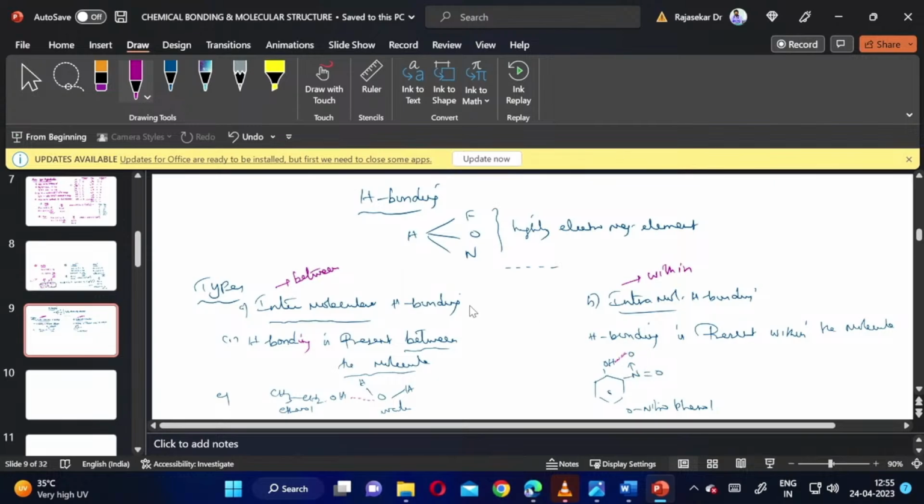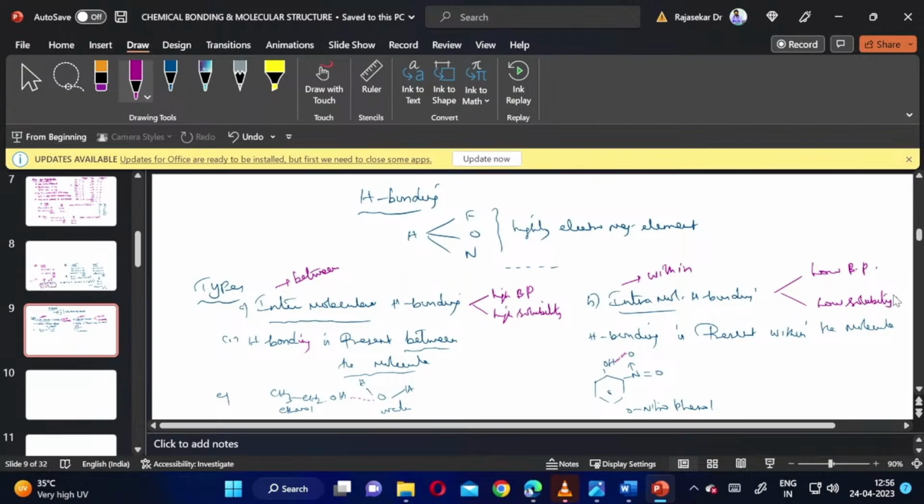Okay. Then one more point you just remember. If any compound has intermolecular hydrogen bonding, it will have what? High boiling point and high solubility. These are two reasons. Many compounds are highly soluble in water because they have intermolecular hydrogen bonding. But intramolecular is quite opposite. So if any compound has intramolecular hydrogen bonding, it will have low boiling point and low solubility. Are you following? Okay. Right.